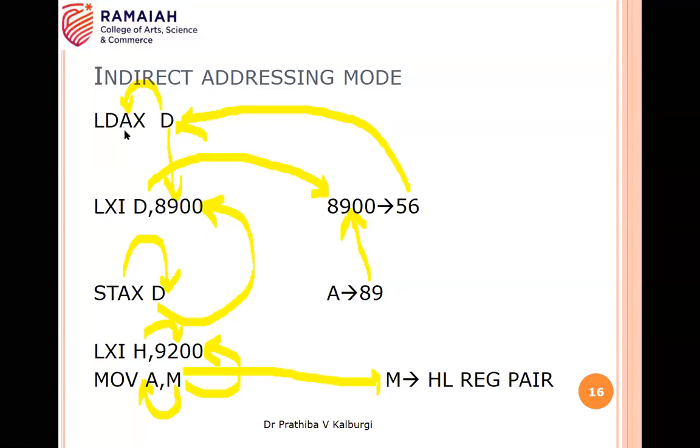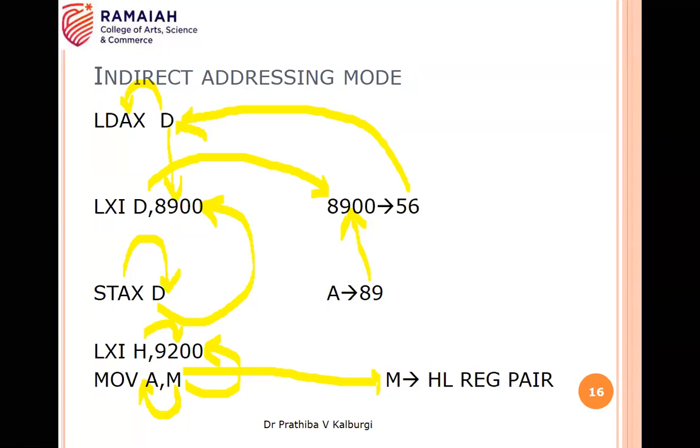and then it is being transferred into your accumulator. Or you can have STAX D, that is storing the content of your accumulator onto the register pair specified. Here we have given an example as STAX D, where D is nothing but your D register pair. This D register pair is going to point to the address location 8900. Such type of instructions come under your indirect addressing mode.